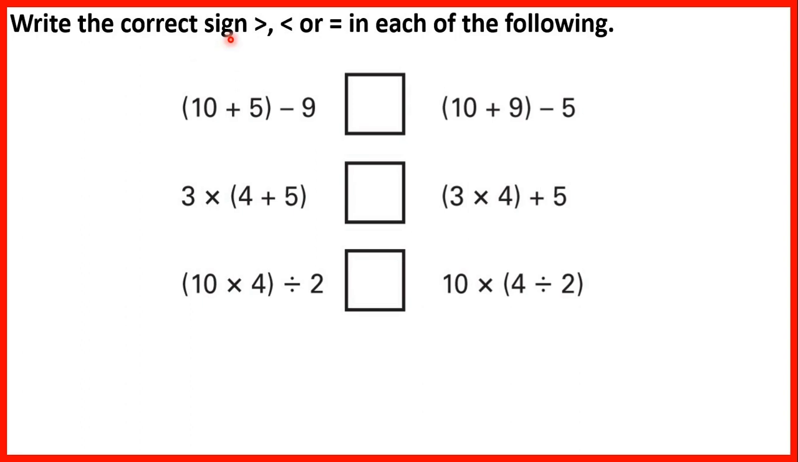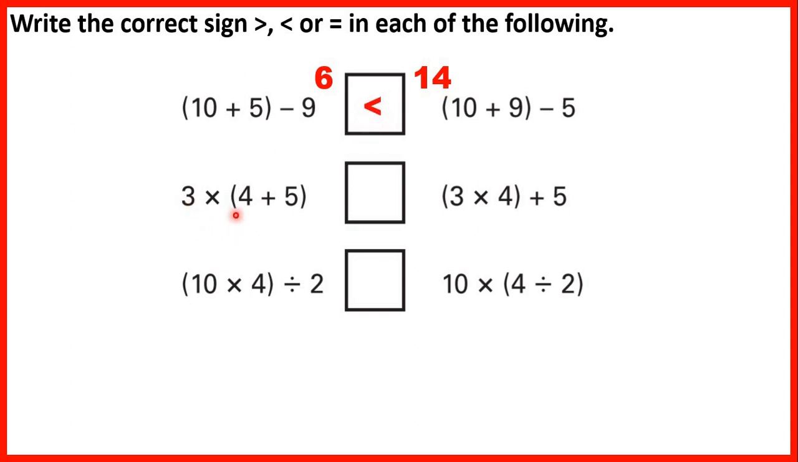Write the correct sign greater than, less than, or equal to in each of the following. So here we have calculations with brackets, so we need to remember that we always do what's in the brackets first. So here we have 10 plus 5, so 15, minus 9 is 6. And here we have 10 plus 9, so that's 19, minus 5 is 14. 6 is less than 14, so we need a less than sign.